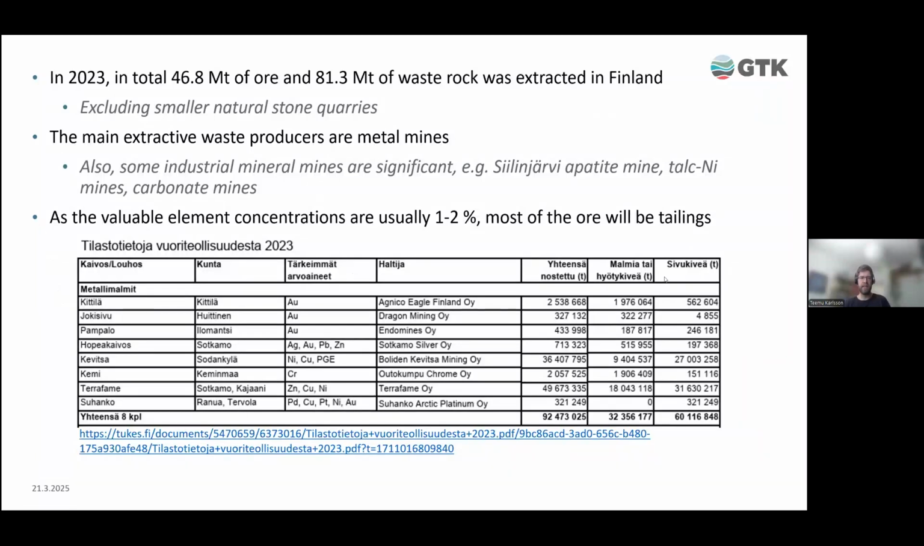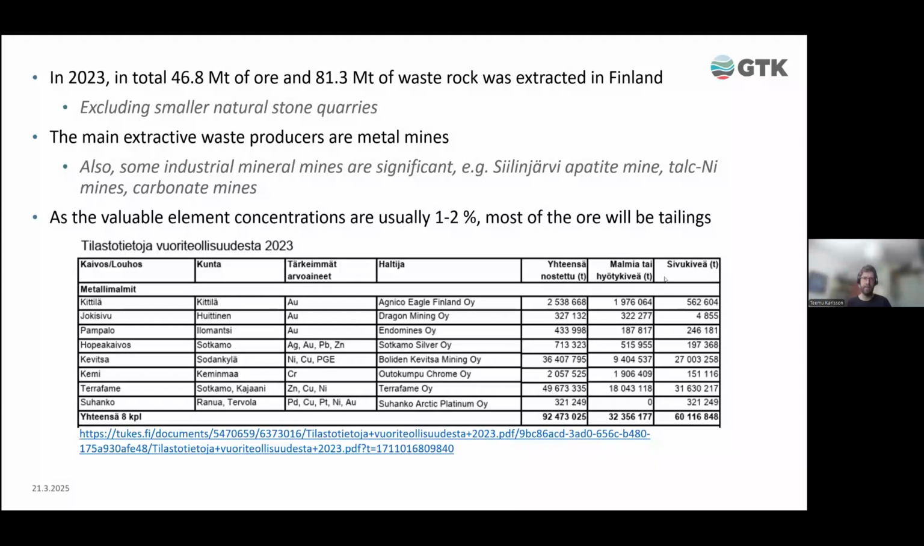Tukes, which is the authority that supervises this kind of mining operations, publishes statistics every year about the amount of extracted ore and waste rocks. And for example, in 2023, in total, 46.8 million tons of ore was extracted and 81.3 million tons of waste rock in Finland. This doesn't include smaller natural stone quarries, for example.